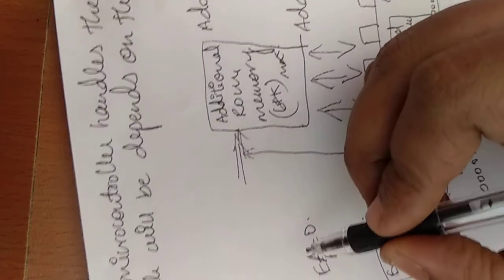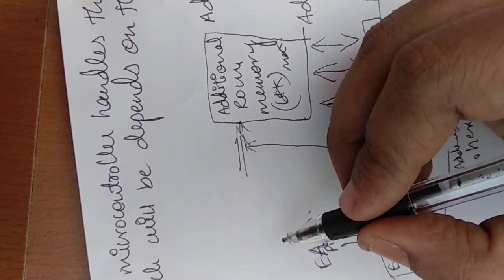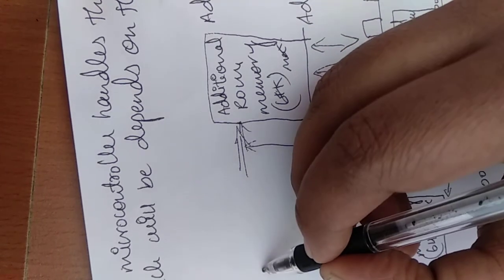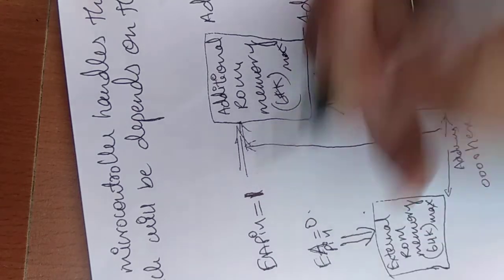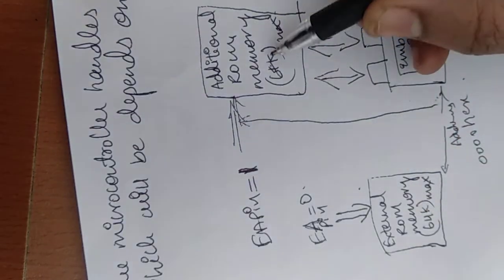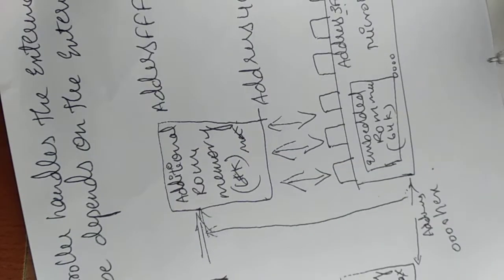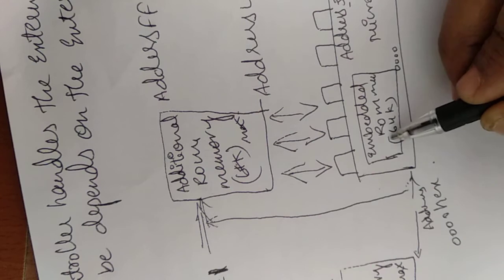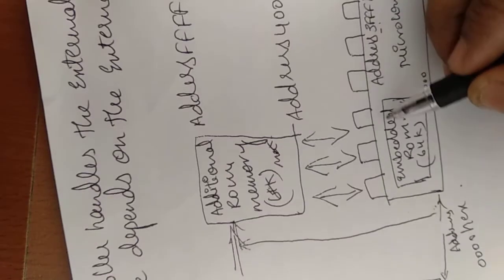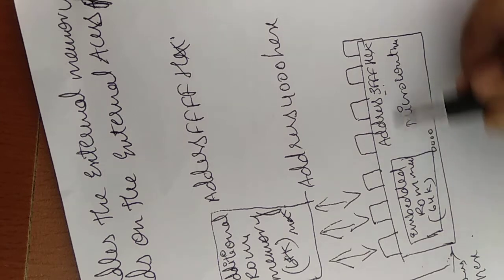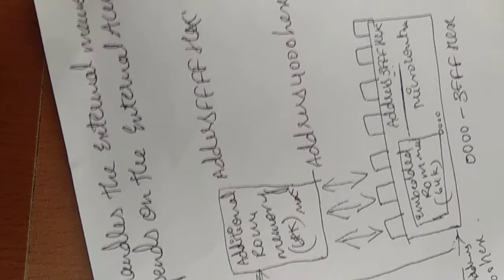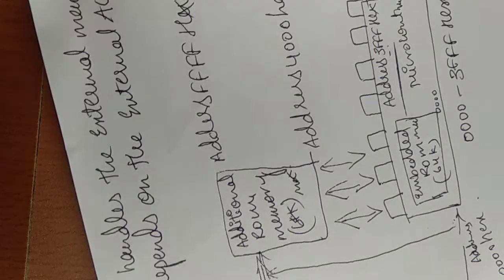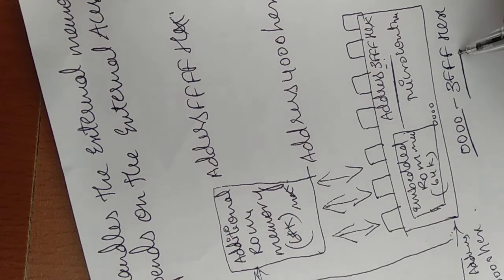When you add the external memory, it means the external access pin is enabled, that is 1. EA pin is equal to 1. That means the external ROM memory is added to this microcontroller. Then it will read the addresses after 000 to 3FF hexa, because earlier it was reading only 000 to 3FF.